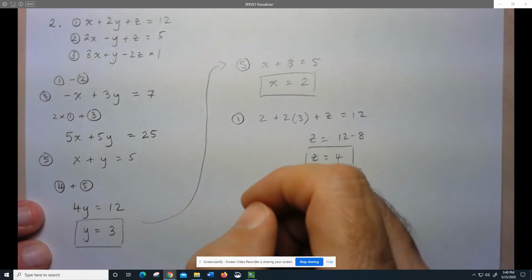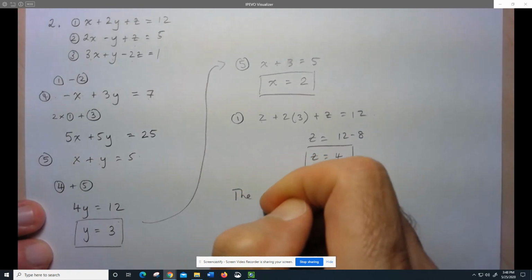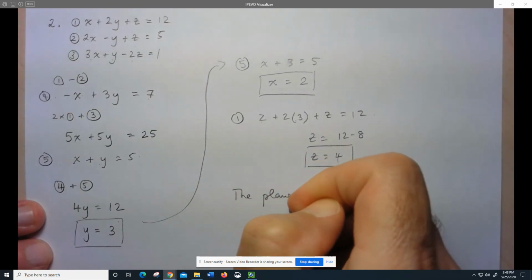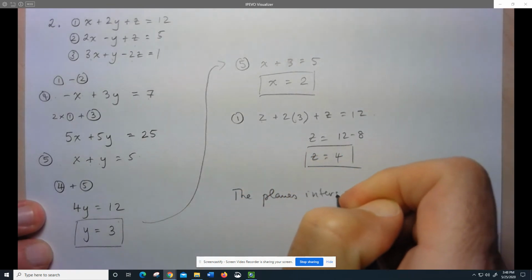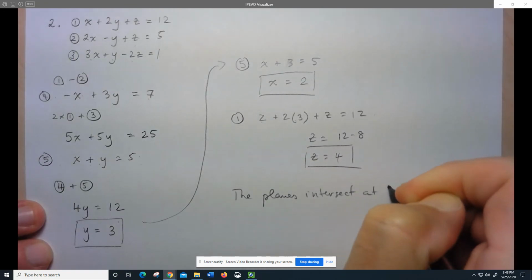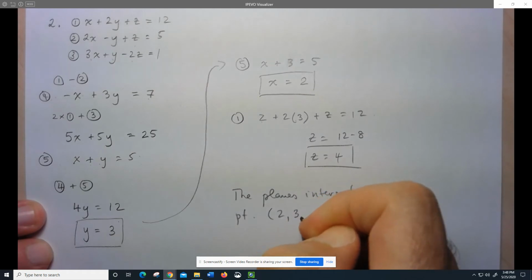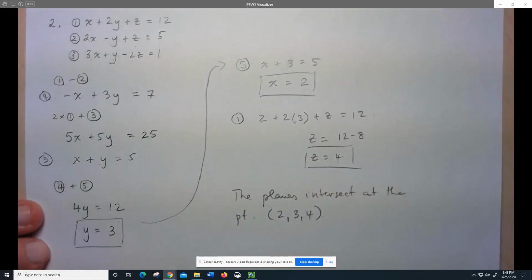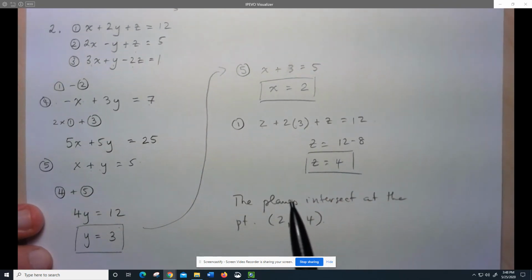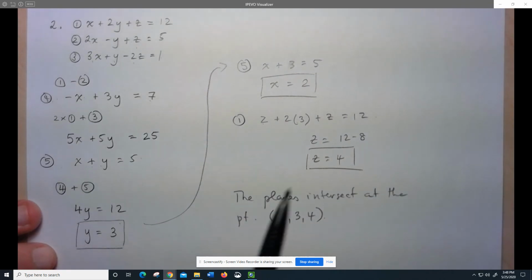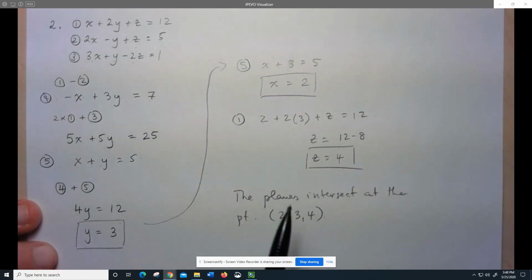And the geometric interpretation is that the planes intersect at the point 2, 3, 4. Okay, and just as you would have done back with two equations and two unknowns, if you want to check your answer, well, let's just take these numbers and stick them into our equations.